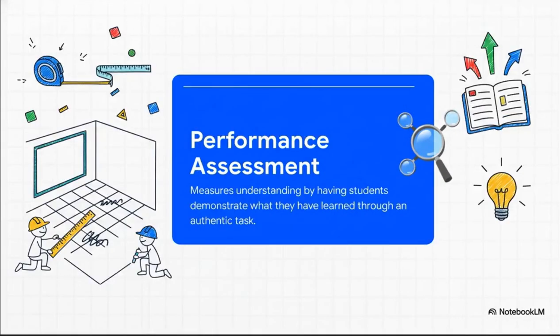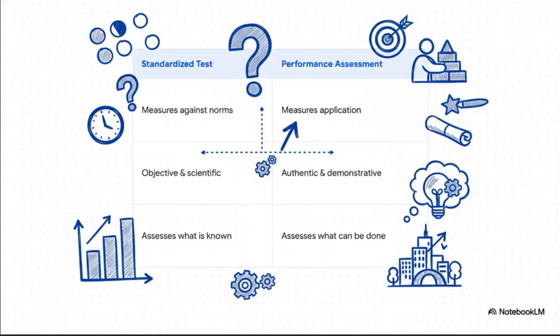But on the flip side, you have performance assessment. This is more of a close-up lens. It's not about what you know, it's about what you can do. The example from our source is perfect. Instead of a worksheet on calculating area, you have students actually find the square footage of their own classroom. It's learning in action. So yeah, you can see the difference laid out right here. The standardized test is all about assessing what a student knows. The performance assessment is about what a student can do with that knowledge. They're both valuable, for sure, but they tell us very different stories.